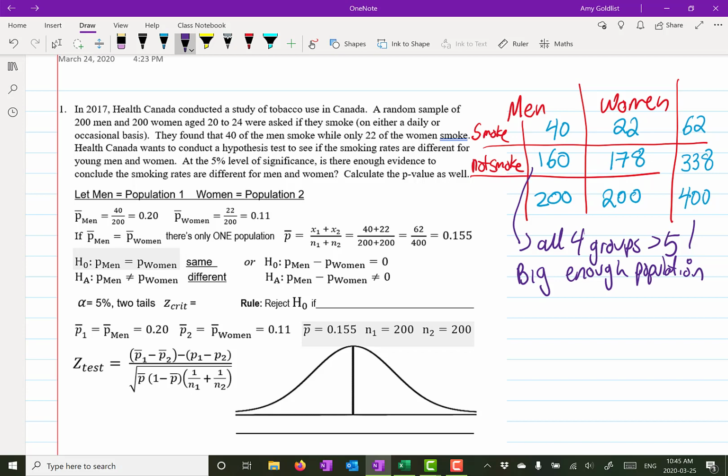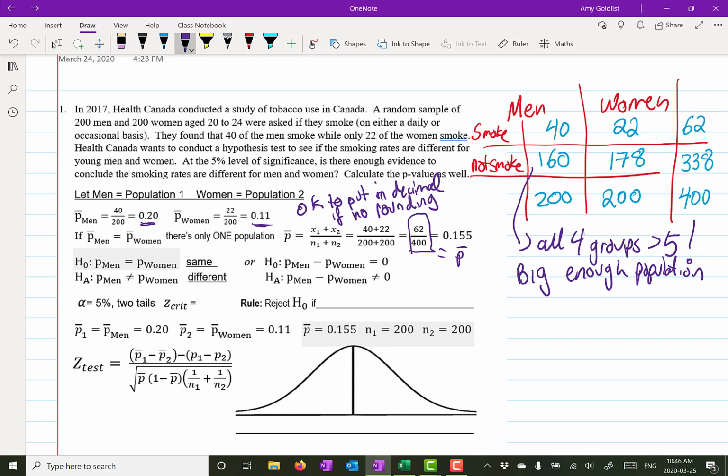So here we have 40 over 200 men, 0.2, 22 over 200 women, 0.11. I'm going to note it's okay to round. Sorry, it's not okay to round. It's okay to put in decimal form if there's no rounding. If there is rounding, just leave it as a fraction. It's only one population there we're looking at. This is our p hat is 62 over 400 or 0.155.